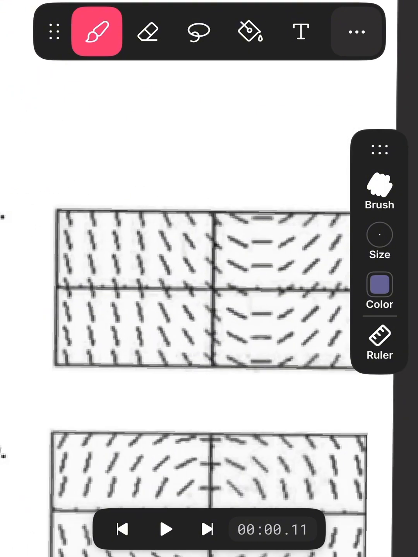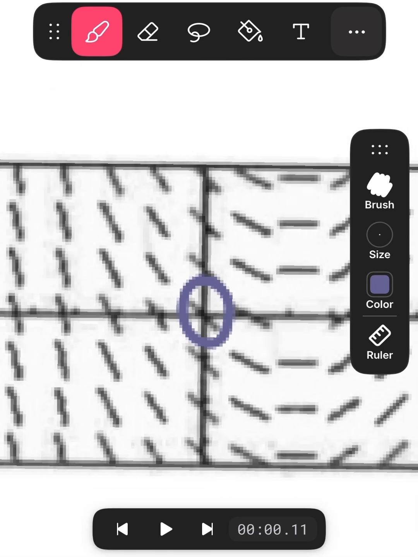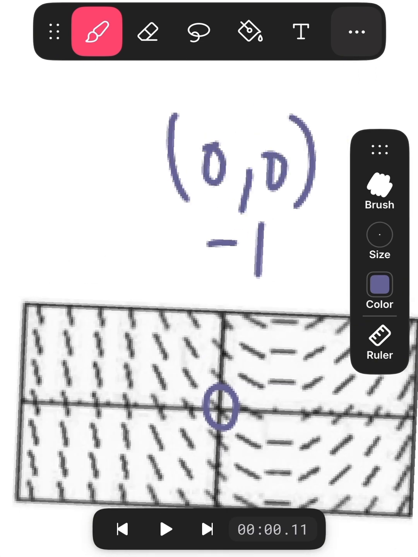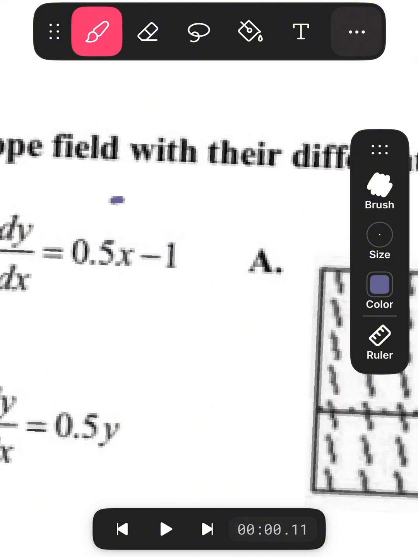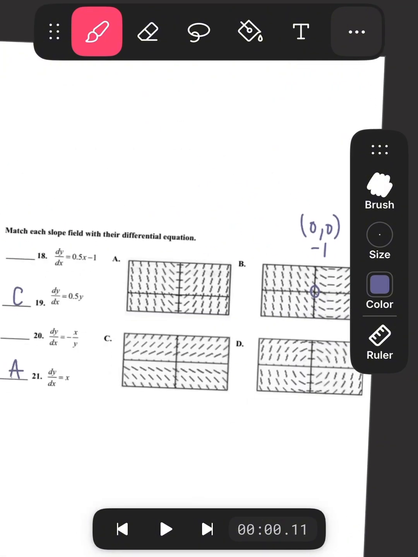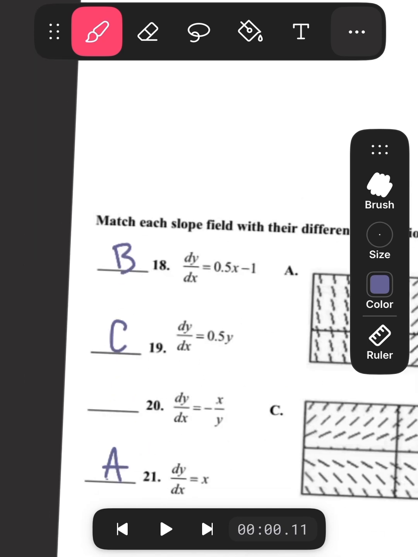So for this one, you can see that the origin is -1. It has a slope of -1. So 0, comma 0 has a slope of -1. We plug in a 0 into here, you're going to cross out that 5 and get a -1. And that's just a way we can confirm that that looks like that.